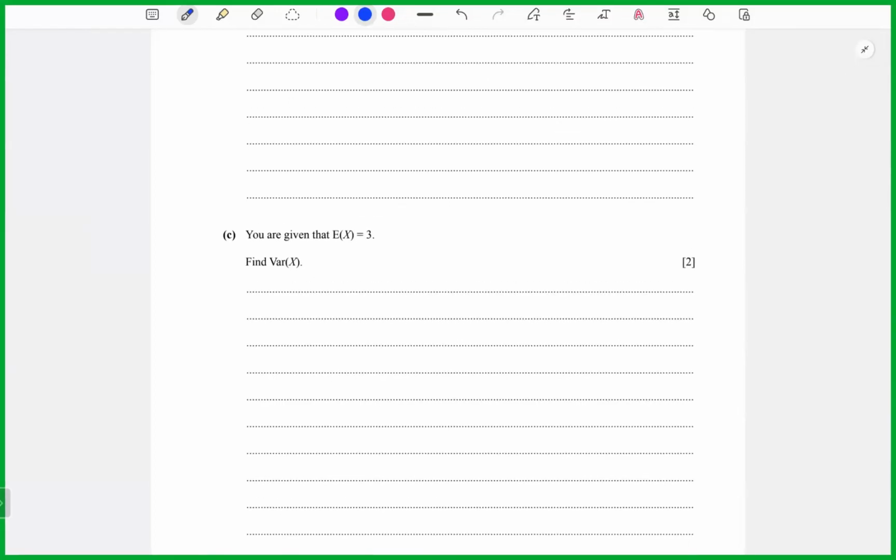You are given that expectation equals 3. So find the variance. How do we need to find? You should remember the formula. Okay, so now I'll write the formula first. Variance equals the summation of x squared times probability, minus expectation, or we can also say mean.